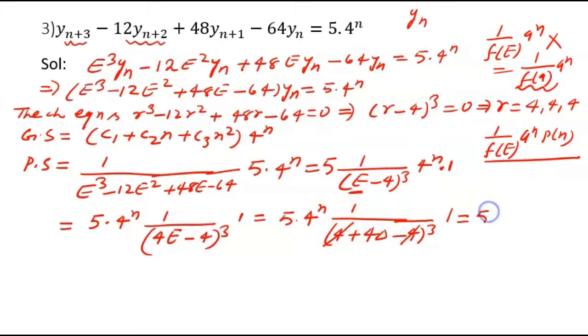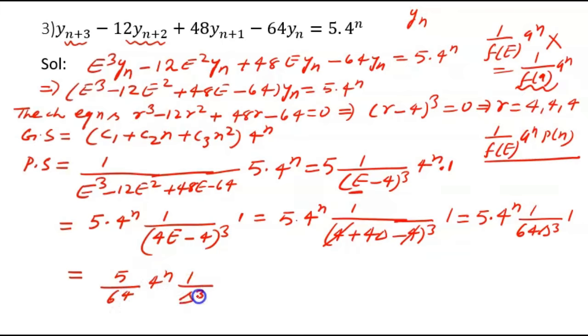What I get is 5 into 4 to the power n, 1 by 4 delta cube, which will be basically 64 delta cube of 1. So we are getting 5 and this 64, so 5 by 64, let me write separately, 4 to the power n, and we are taking 1 by delta cube of 1, and this I want to be very precise about, because this is something that possibly students most of the time make mistakes in.